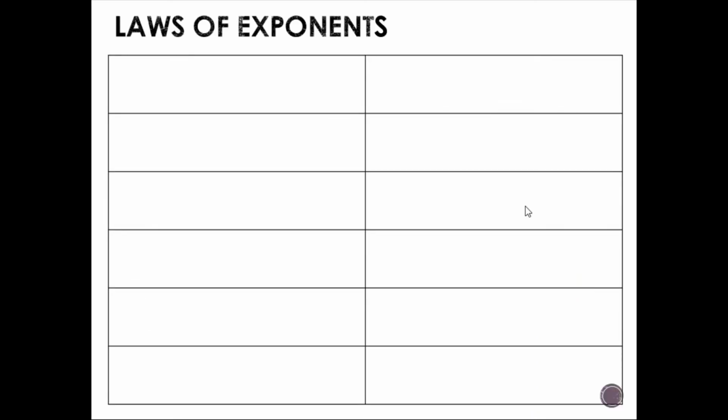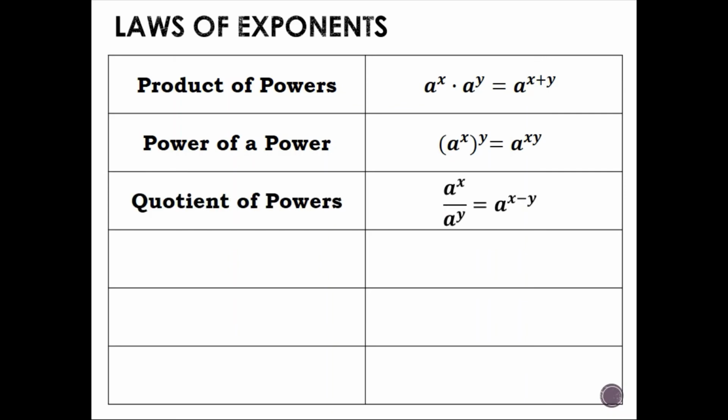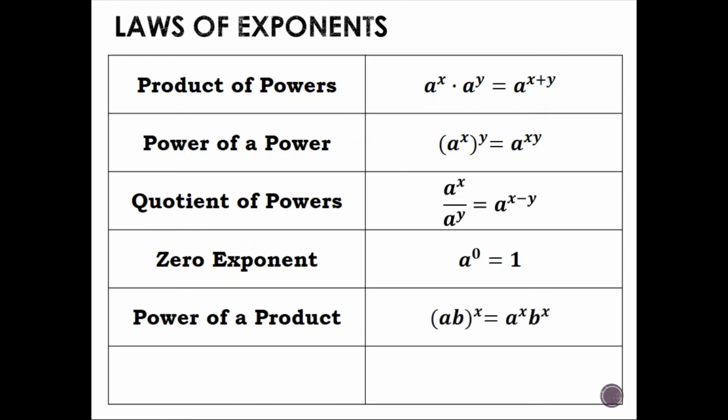So let us summarize. I have given you 6 laws of exponents, namely product of powers, we add the exponents, power of a power, we multiply the exponents, quotient of powers, we subtract here the exponents, zero exponent, any number raised to 0 is always equal to 1. For power of a product and power of a quotient, we just raise the numbers inside the grouping symbol to that same power.